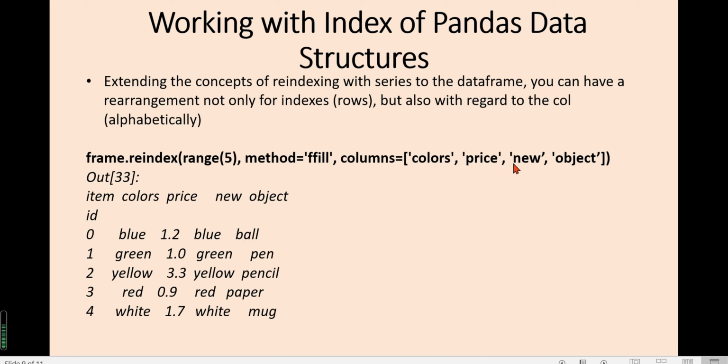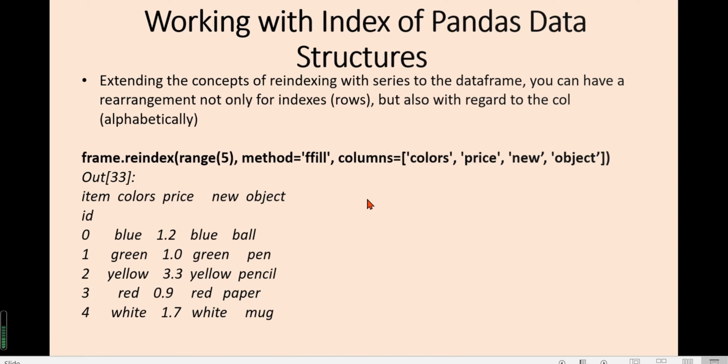But because these three can be found in the original data frame, and this is a new one, this new one will be alphabetically forward filled with color, because the alphabet C, then N, then O, then P. So this new column's value will be the same as the colors column in the reindexing resulting data frame.